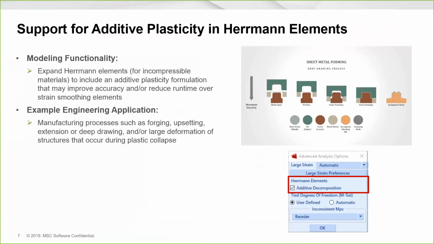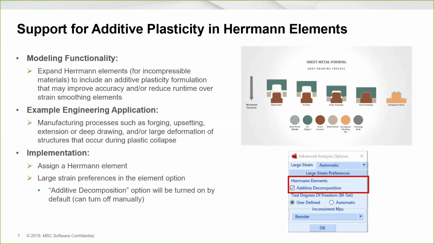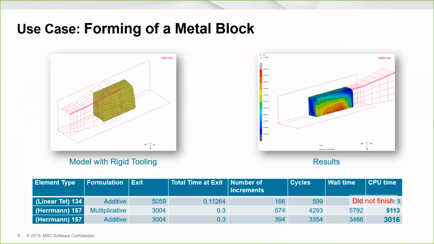So if you're doing manufacturing processes such as forging, upsetting, extrusion, deep drawing, anything basically where you have a large amount of plasticity, especially when it's constrained for that incompressible aspect. So the implementation, we assign a Herrmann element, and now with that, the large strain preference in the element option, if you go to that, you'll see that it is turned on by default. So you can turn it off, but it's now on by default.